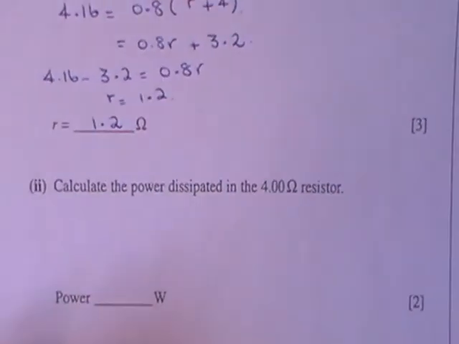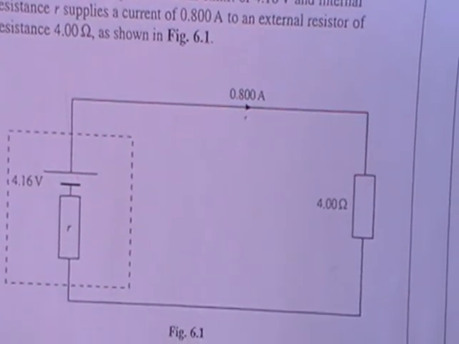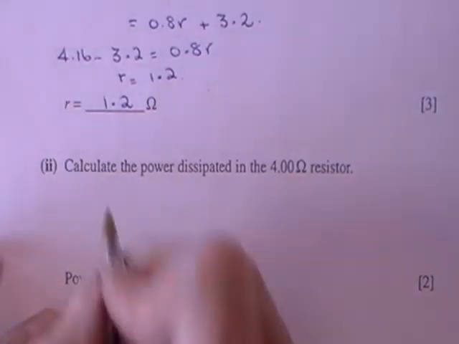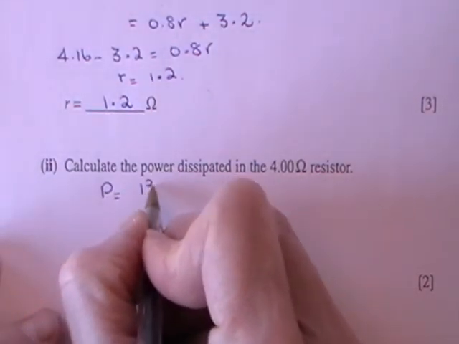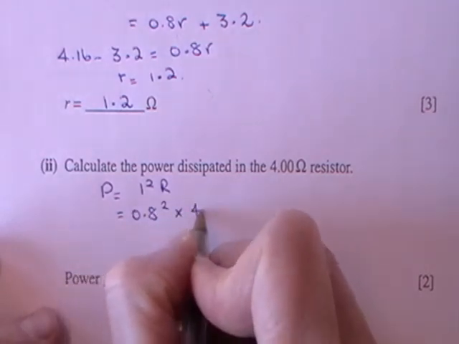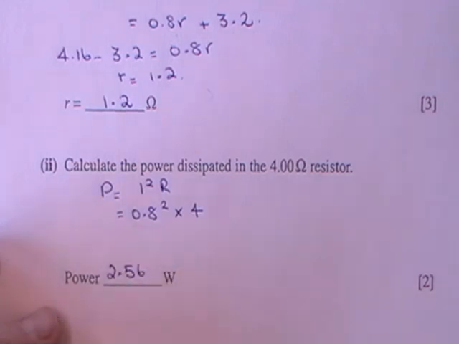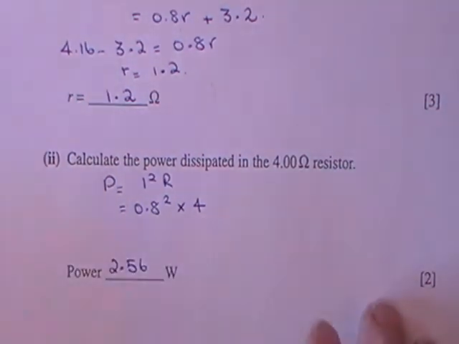Calculate the power dissipated in the 4 ohm resistor. And since we know the current flowing through it, it's just a simple matter of using P is equal to I squared R. So that's very straightforward, only 2 marks available. P is equal to I squared R equals 0.8 squared, multiplied by 4, and that gives you 2.56. And it's measured in watts. And that's the end of that question.